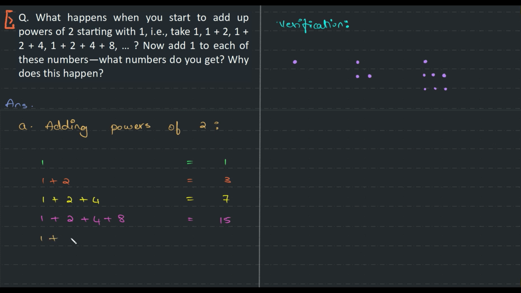So 1 plus 2 plus 4 plus 8 plus 16. So what will we get? We already have 15 till here. Here to here it's 15 because we already know it's 15 from the previous addition. So 15 plus 15 is 30. This will be 31.